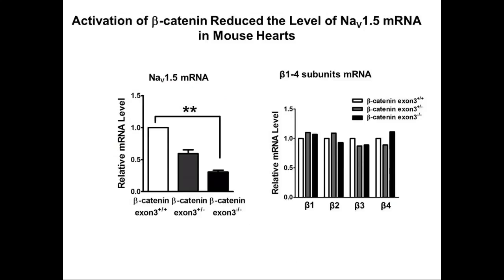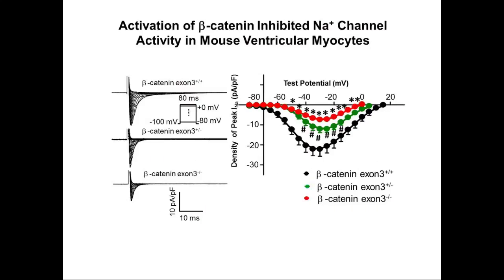This is quantitative data of the protein and messenger RNA levels of the sodium channel. It decreases in both the heterozygous and homozygous deletion of exon 3 of beta-catenin. Other subunits were not changed by this approach. So the question is, how about the currents? You saw lots of protein degradation, but how about sodium channel activity? We did patch clamp recording of the sodium currents. As you can see, with homozygous deletion, the sodium current was significantly decreased.